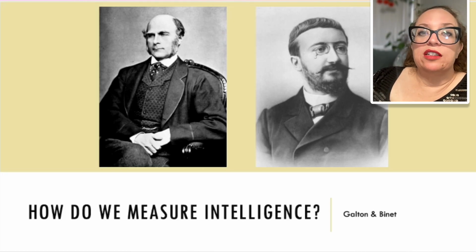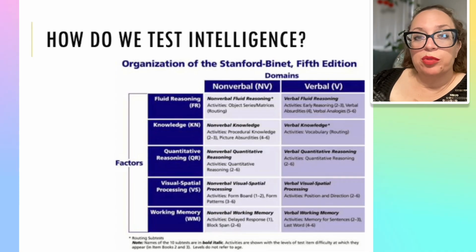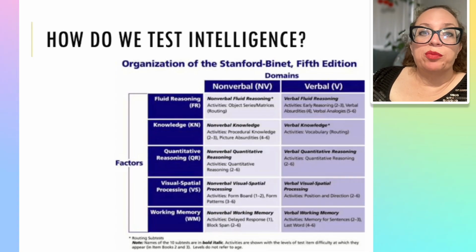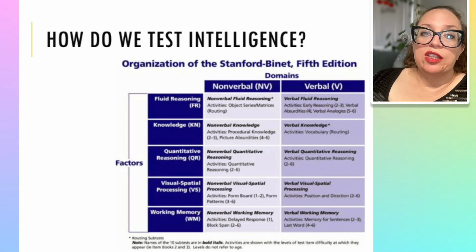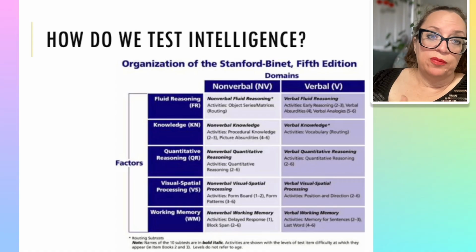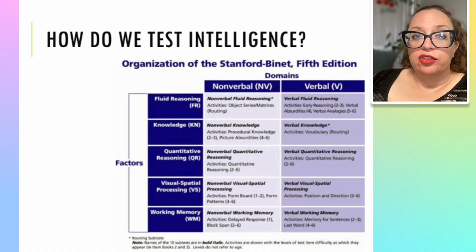So how do we test intelligence now? Well, we test it by a number of factors and domains. It's not as simple as responding quickly to a stimulus. So the Stanford-Binet, this is the organization of the Stanford-Binet, the 5th edition. This is a more modern or current edition of an intelligence test. And I just want us to take a look at the factors and domains that we have here because you'll notice that this is a multidimensional test. We have verbal and nonverbal domains, and then we have a level of factors.